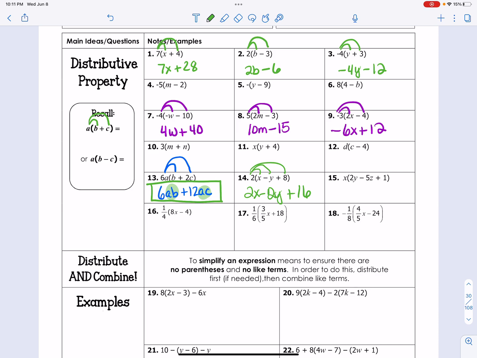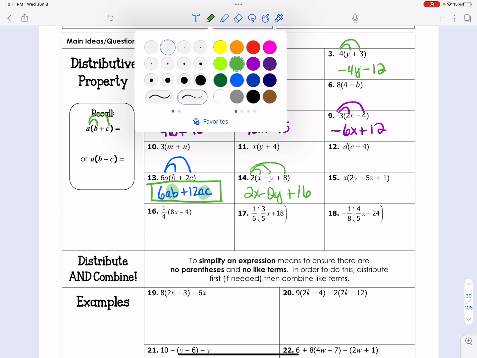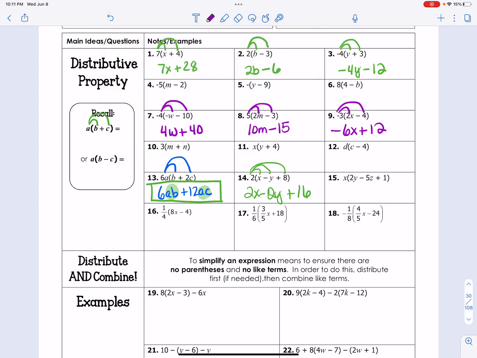Okay, and then finally on the last, I want to take a look at number 16. You're going to have a couple like this. You have a calculator. Pick it up and use it. 1/4 times 8 is 2x. 1/4 times 4 is 1. So please pick up your calculator and use it. Don't just try to guess these.